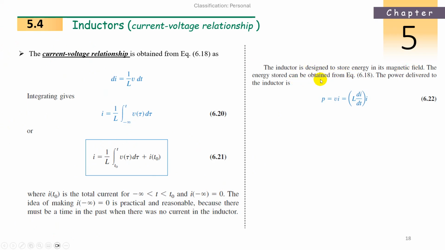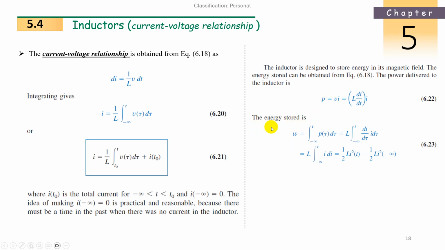The energy stored can be obtained from the previous equation. The power delivered by the inductor is p equal to vi. So what is v? We know v is L di by dt. Substitute here: L di by dt multiplied by i. Now the energy is stored.